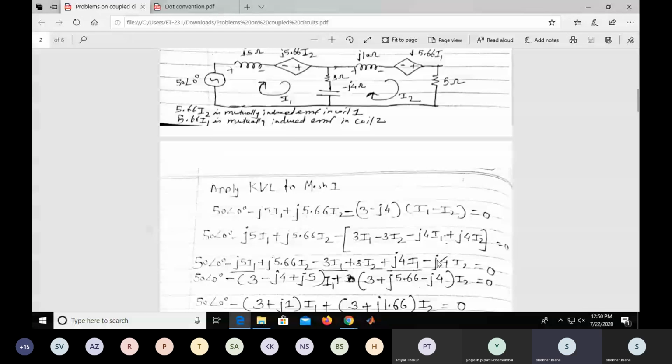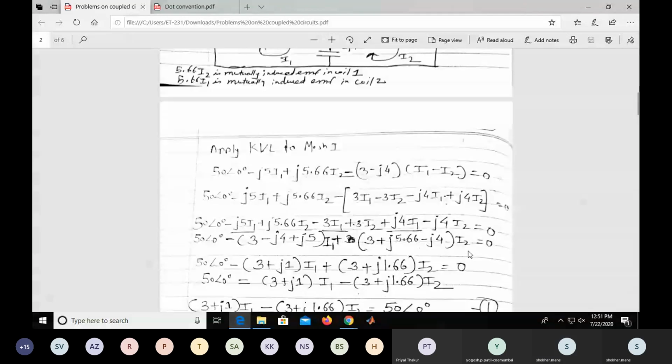So have you understood this KVL part? Yes, sir. So instead of writing minus 3 into I1 minus I2, again minus minus plus J4 into I1 minus I2, I just write the direct impedance of that middle branch, which is 3 minus J4 into I1 minus I2, equal to 0. Then I solve each and every step slowly. Slowly you have to proceed, because there may be a chance to make a mistake here.